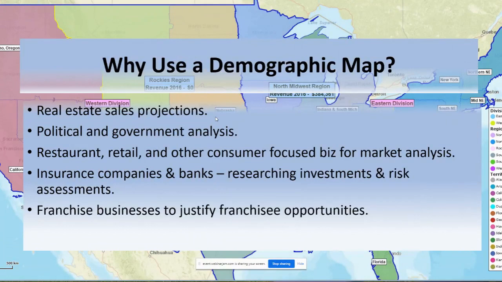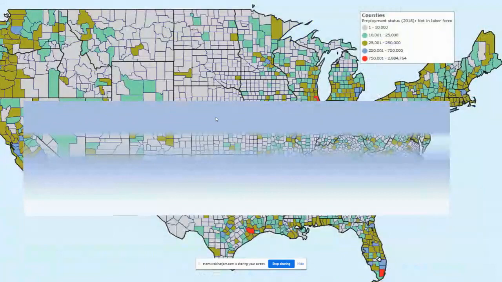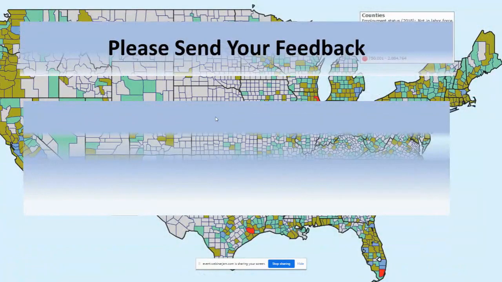Franchise businesses are trying to justify their franchise to a franchisee. You know, what's the opportunity? And they like to see the demographics. Medical systems expansion planning is another common application. So those are all reasons why people might use a demographic map.